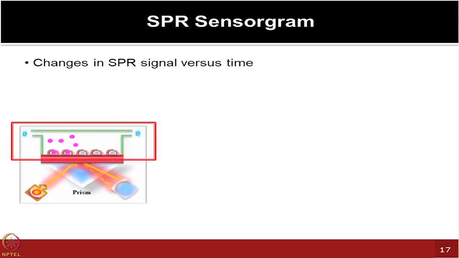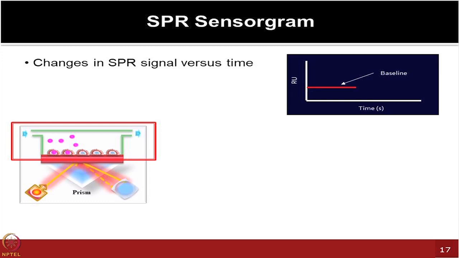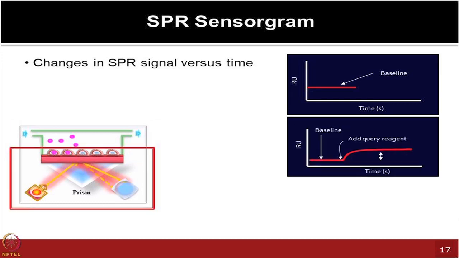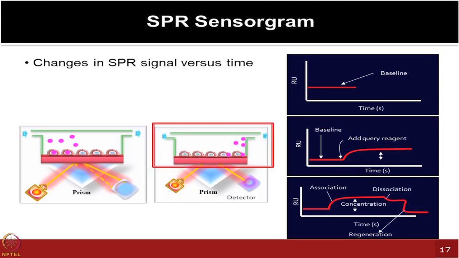For example, initially, when the molecules are just coming in and starting to bind with the antibody, you can see there is an initial baseline, which is stable. As the reactions happen, there is some binding happening. You can see an on rate, the association of these molecules. And then after some time, they get saturated. You are still injecting your buffer, and then ideally they should start washing off.